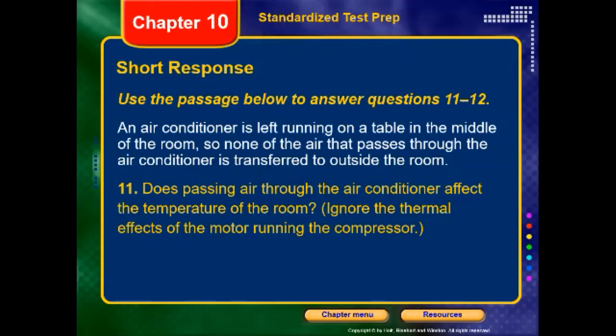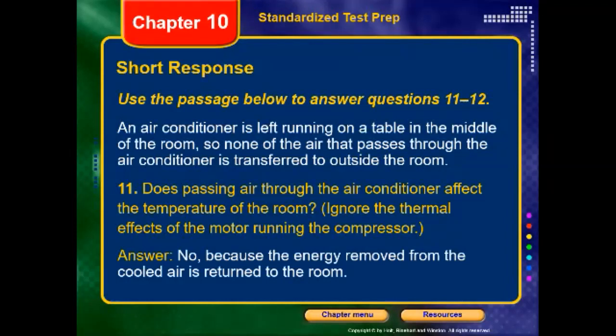Let's read the question again. An air condition is left running on a table in the middle of the room. So none of the air that passes through the air condition is transferred to outside the room. Okay, so all the movement is inside the room. Does passing air through the air condition affect the temperature of the room? No, because the energy removed from the cooler air is returned to the room.